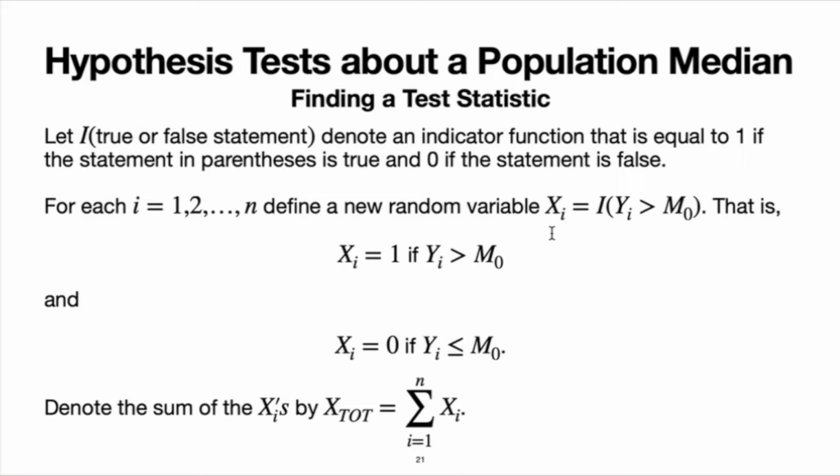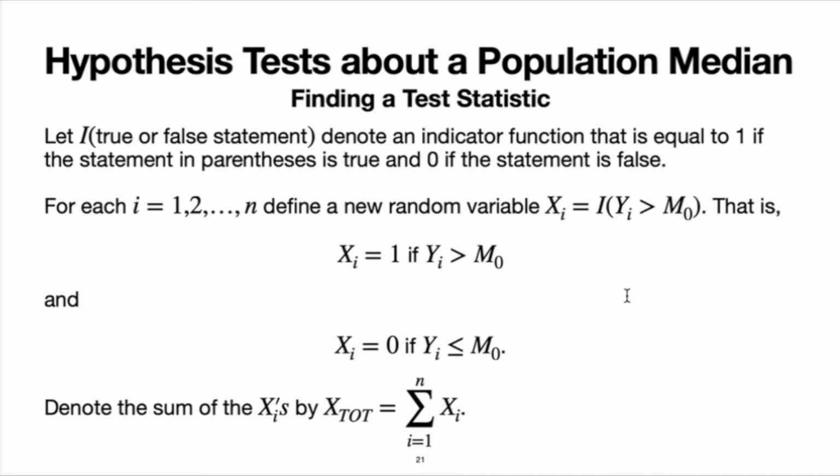I'm going to define this new random variable x in terms of the random variable y using this indicator function. The statement inside parentheses, the condition that I want to check, is whether the ith observation y is greater than the hypothesized value of the median, cap M sub 0. If y sub i is greater than cap M sub 0, then x sub i is going to be equal to 1, as we've indicated here. And if y sub i is less than or equal to cap M sub 0, then x sub i is going to be equal to 0. That's how we're defining this new random variable x in terms of y.